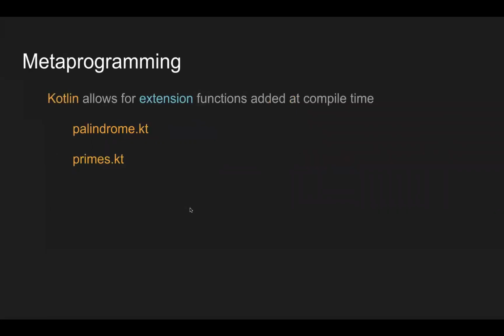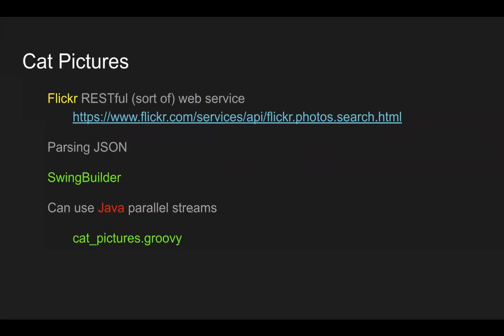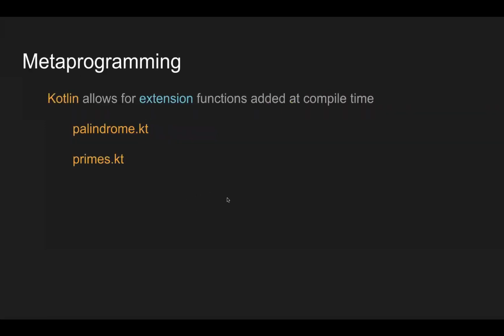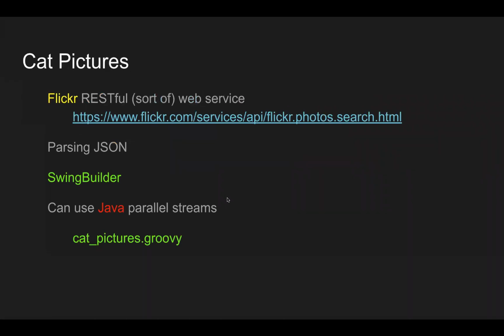Here, I want to show, let me skip that. Actually, let's go directly to the cat pictures, especially because somebody's got to run. So let me give you that. Now, the idea with the cat pictures is that Flickr has an API for invoking searches on it. Now, it's really ugly from a RESTful point of view.